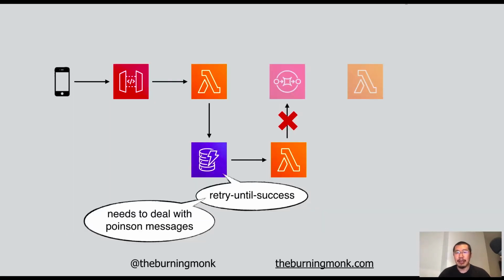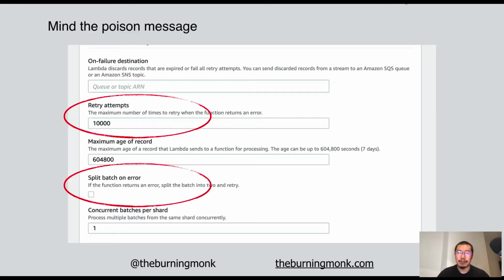Another thing to keep in mind here is that the retry until success behavior also renders us vulnerable to poison messages. Luckily, nowadays we can also configure the max number of retries and also have the option to split a batch when in error so that we can quickly home in on the poison message.